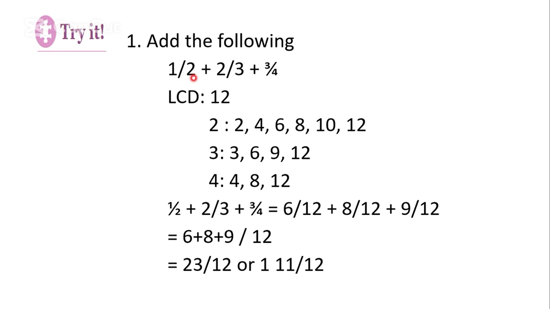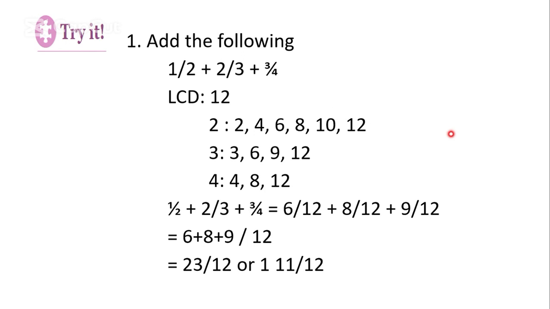Example, adding 1/2, 2/3, and 3/4. Since these are dissimilar fractions, because they have different denominators, we need to find first their LCD. I have listed already, that is equal to 12. Why? Because our denominators are 2, 3, and 4. First is getting the multiples of 2, starting by 2, adding it by 2, then by 2 again. 2 plus 2, 4, 4 plus 2, 6, 6 plus 2, 8, 8 plus 2, 10, then 10 plus 2 is 12.